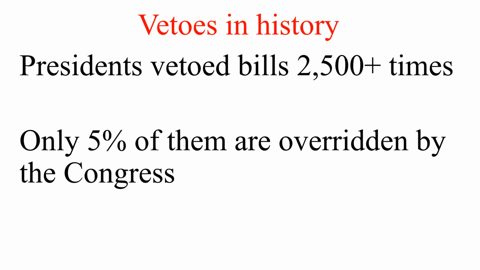When we look at U.S. political history, we see that presidents have vetoed bills over 2,500 times. So it's somewhat common, but what's not common is the president overriding those vetoes. It happened only 5% of the time in those 2,500 bills.